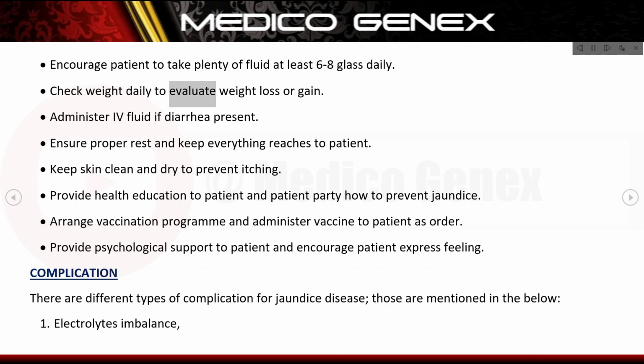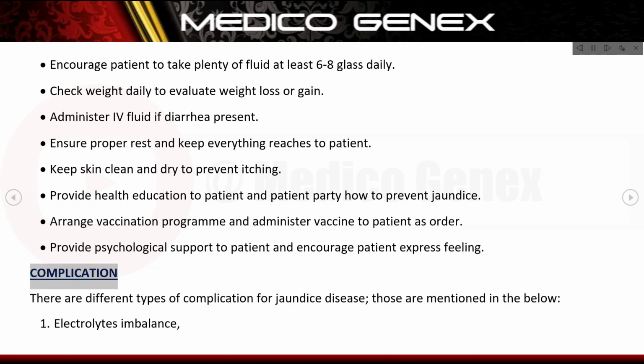Check weight daily to evaluate weight loss or gain. Administer fluid if diarrhea present. Ensure proper rest and keep everything within reach of the patient. Keep skin clean and dry to prevent itching. Provide health education to patient and patient party on how to prevent jaundice. Arrange vaccination program and administer vaccine to patient as ordered. Provide psychological support to patient and encourage patient to express feelings.